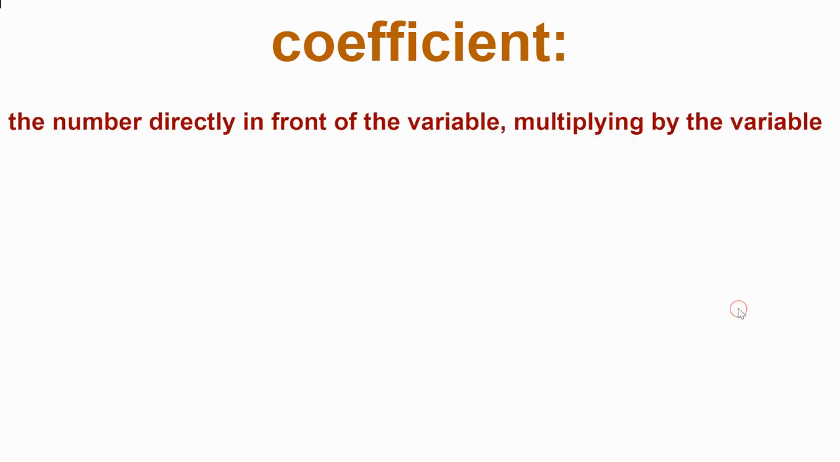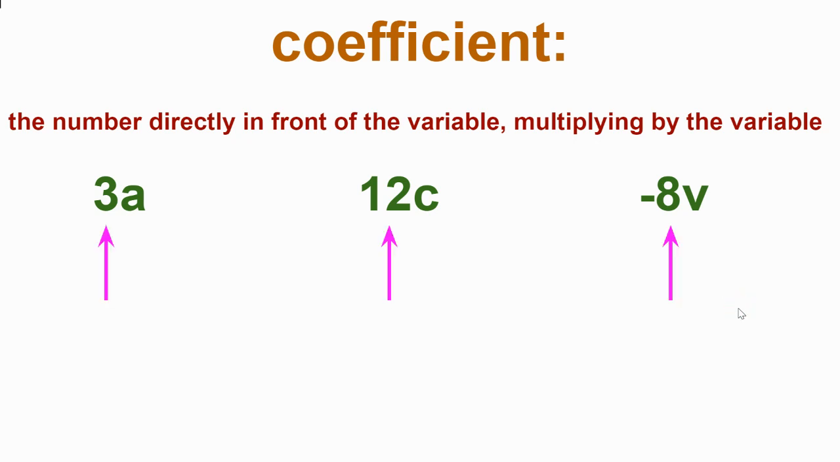Let's talk about coefficient, a very fancy sounding word, but it just means this. It's the number that's directly in front of the variable. And remember, that number is multiplying the variable. So here's some examples. All of these terms have coefficients. They all have numbers in the front of the variable, right? The first term there, 3a, has a coefficient of 3. It's the number in front.